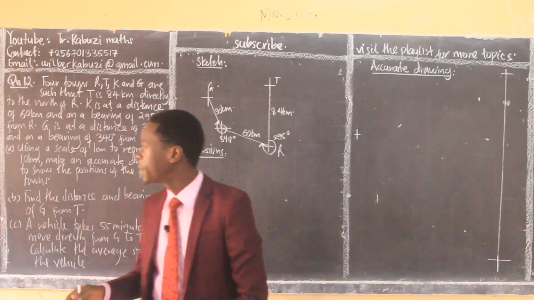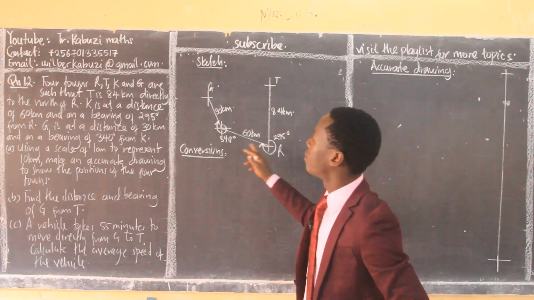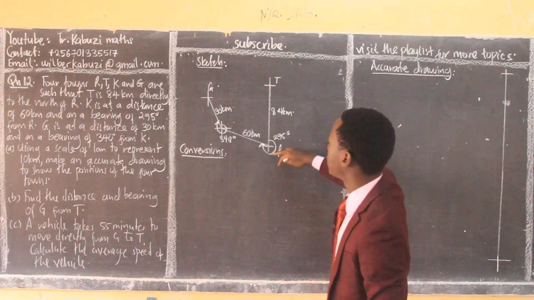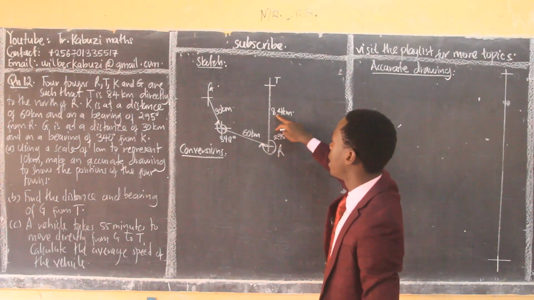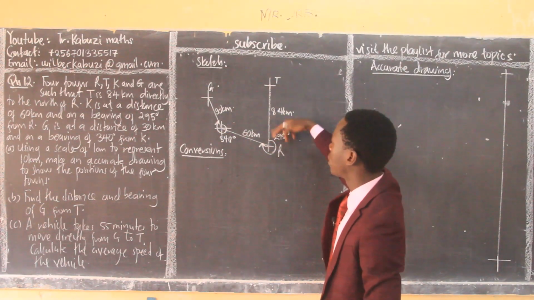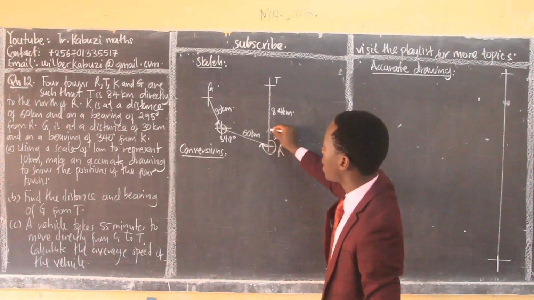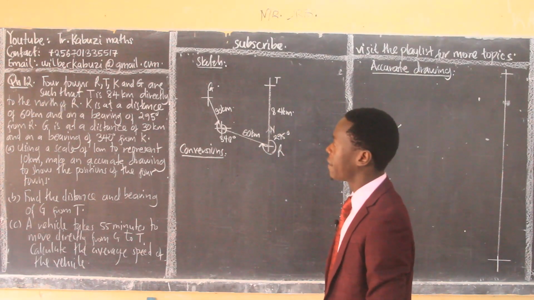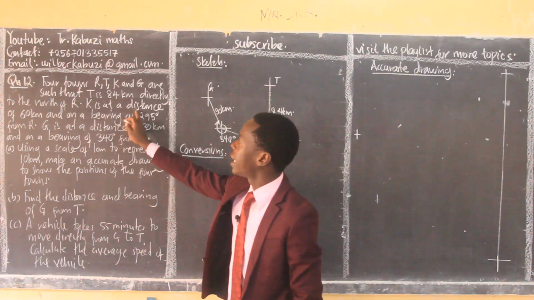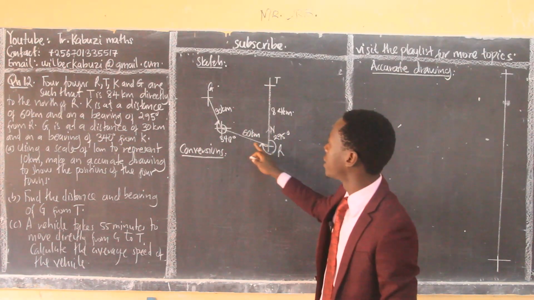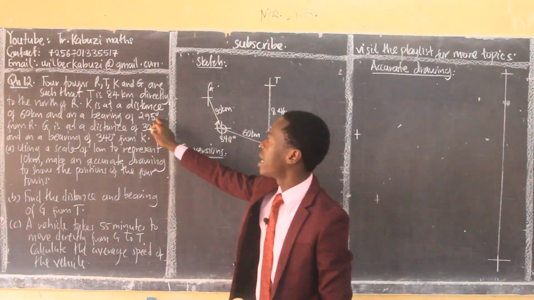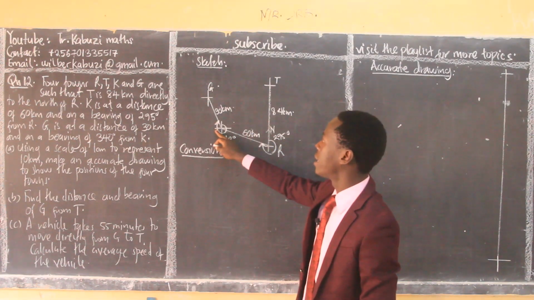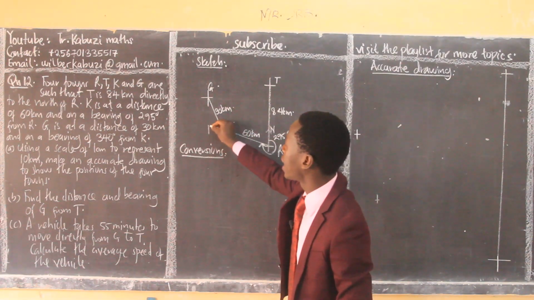They are telling me that town T is 84 kilometers directly to the north of R. So if this is R, they're telling me that T is 84 kilometers north of R. I think you can understand this is my north. So north of R. And then they're telling me that K is at a distance of 60 on a bearing of 295. 295 is there. 60 kilometers would be fine in our town, which is called K.